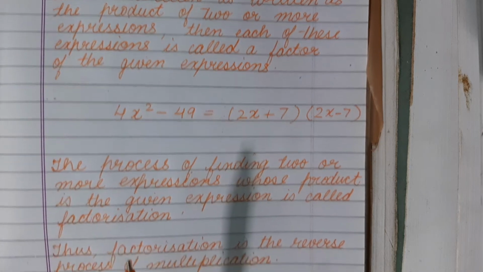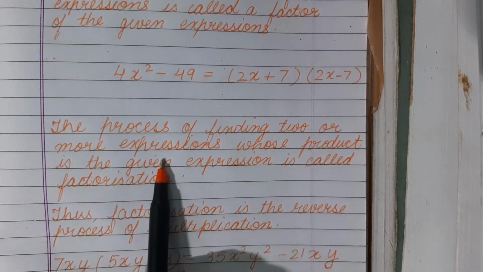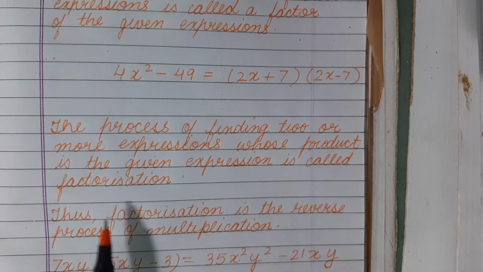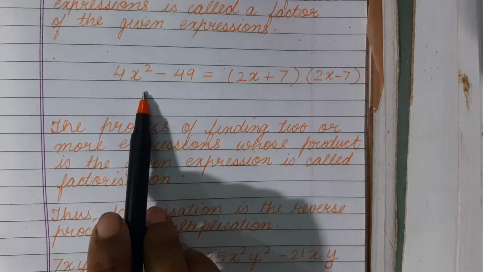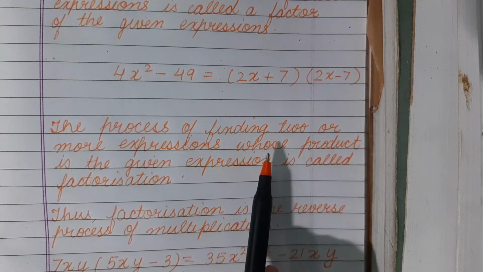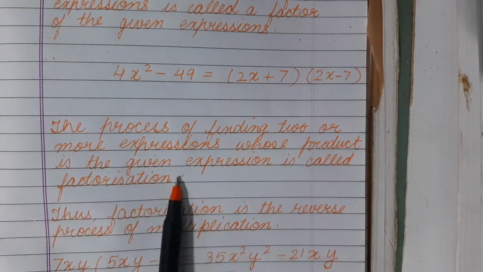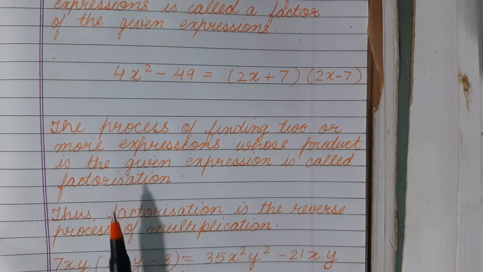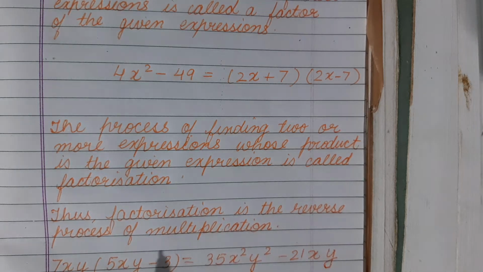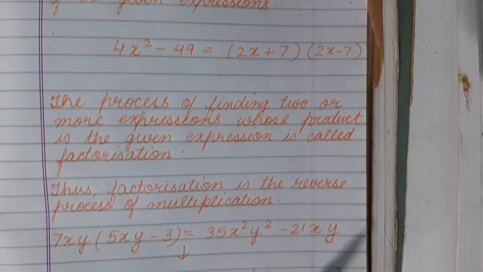Therefore, we can say that the process of finding two or more expressions whose product is the given expression is called factorization. Thus, factorization is the reverse process of multiplication. How can we say it is a reverse process of multiplication?